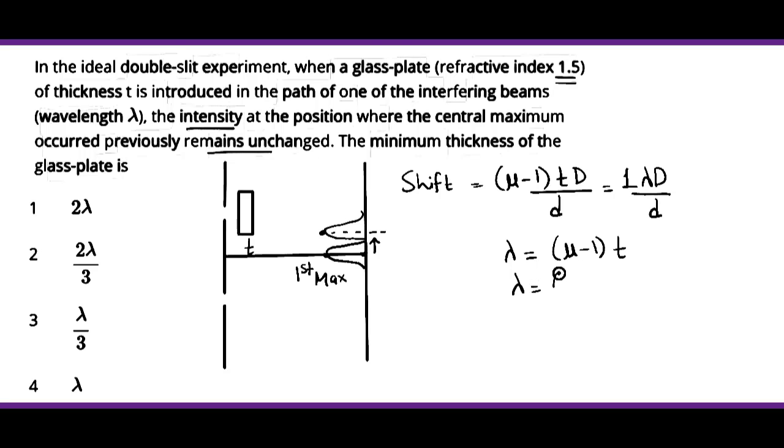Now substituting the values here, refractive index is 1.5 minus 1, thickness is given here as t in the question. So thickness is our t. On simplification this value comes out to be 1 by 2 into t as lambda. So t is equal to 2 lambda. Hence we can say here the minimum thickness of the glass plate here is equal to 2 lambda. Hence option number 1 is the correct answer.